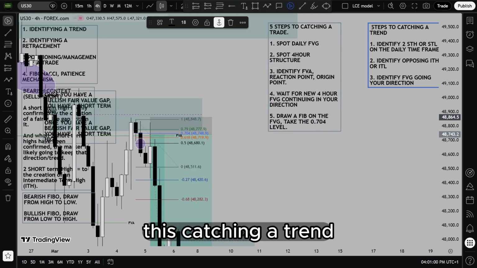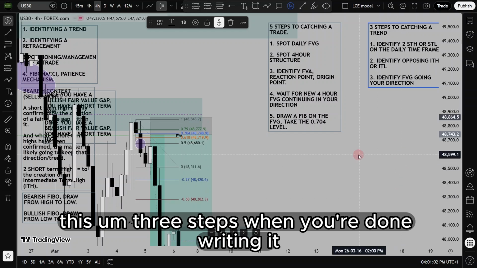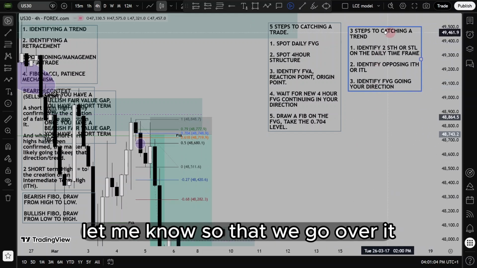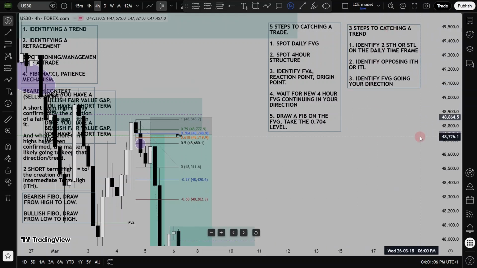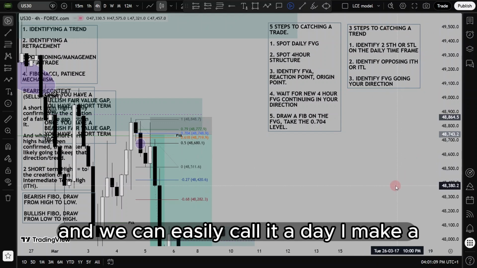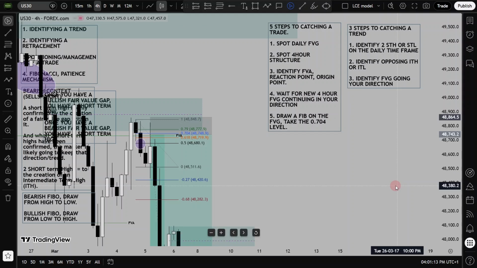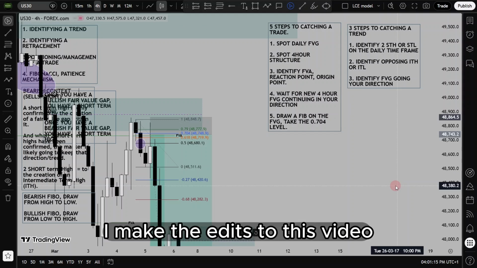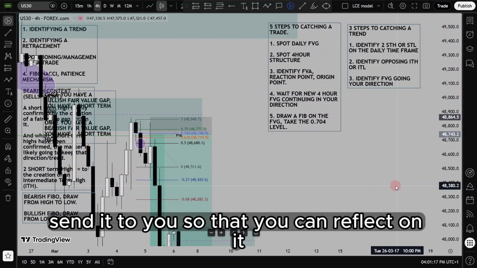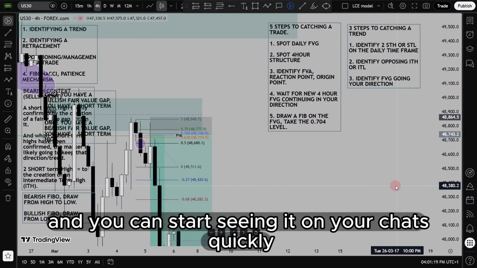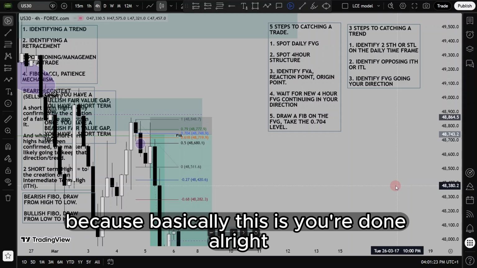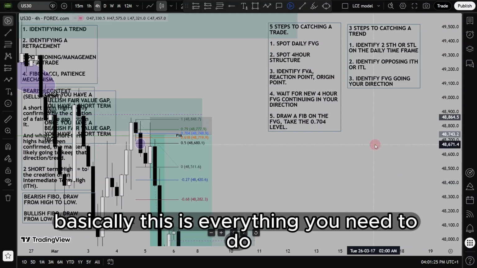This catching a trend, these 3 steps, when you're done writing it, let me know so that we'll go over it and we can easily call it a day. I make the edits to this video, send it to you so that you can reflect on it and you can start seeing it on your charts quickly. Yes. Because basically I'm done. You are done. Alright, basically this is everything you need to do.